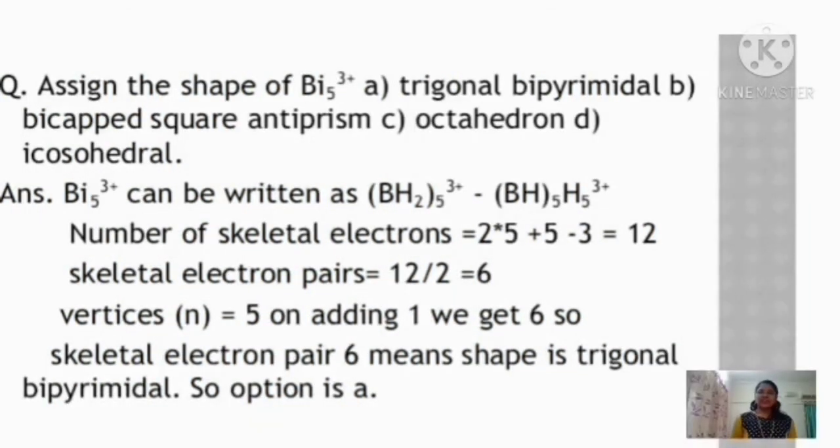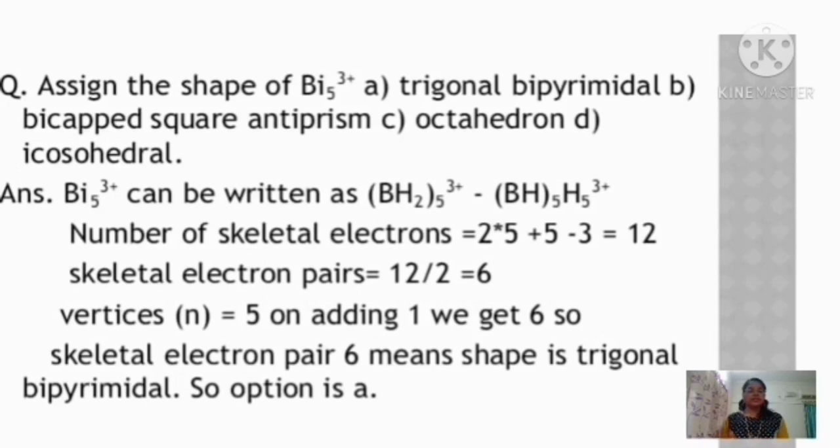So moving to the next question, which is also very important. It has come in the GATE exam. That is, assign the structure of Bi5 3 plus. Here the options are given: A is trigonal bipyramidal, B is bicapped square antiprism, C is octahedron, and D is icosahedron. Bismuth belongs to the 15th group family, with 5 valence electrons in the outermost shell, that is the nitrogen family.